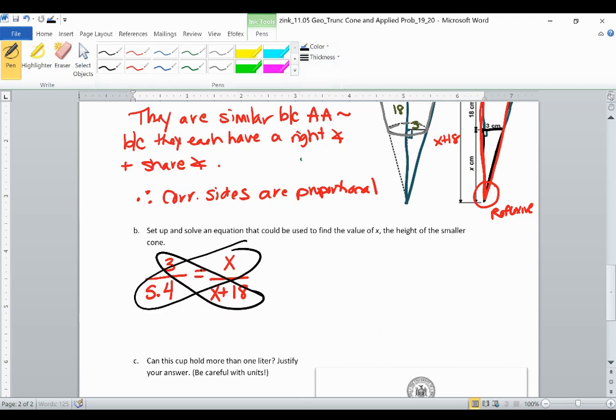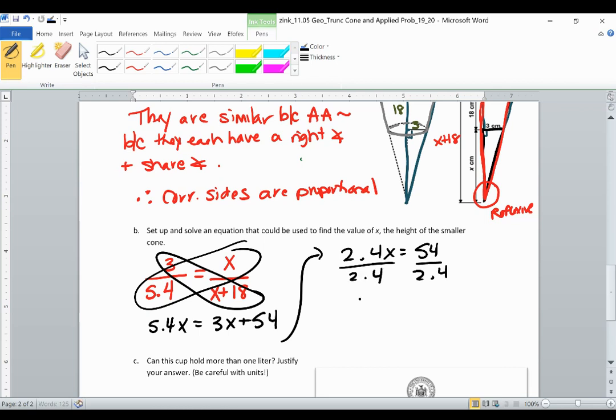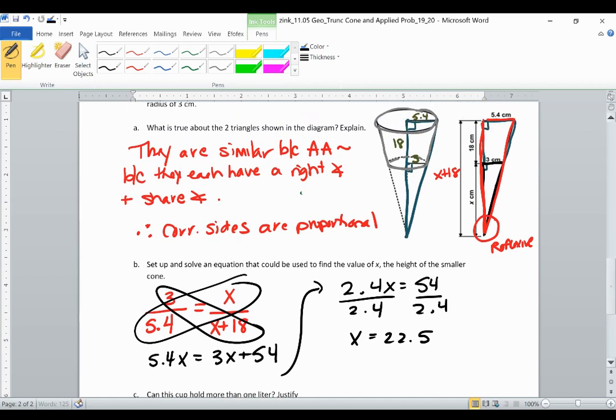Now I've got a proportion, so I'm going to solve it and cross multiply. I get 5.4x equals, and I'm going to distribute this 3 in, 3x plus 54. Subtract over my 3x. I get 2.4x equals 54. Divide both sides by 2.4, and I get 22.5 for x. So this side is 22.5, and if I add 18 to that, that gives me 40.5 for that whole side over there.